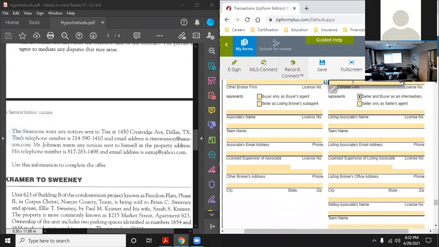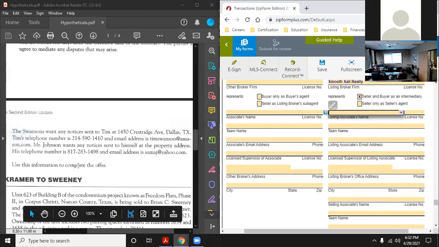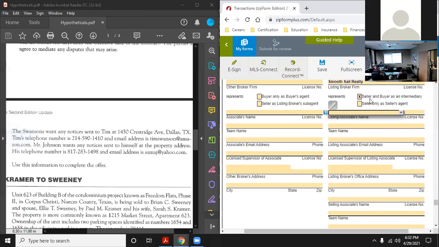This one is, what is the company name here? Smooth Sale. That's what it is. So this is where you put in all of your information here because you work for Smooth Sale Realty. You just put it all in here and then click seller as seller and buyer as an intermediary. Basically saying you're not representing either one of them, you're just an intermediary passing papers around.